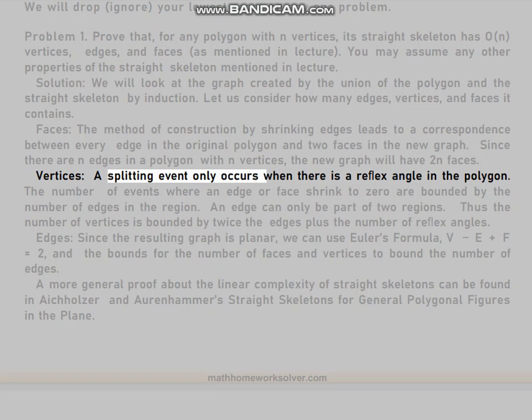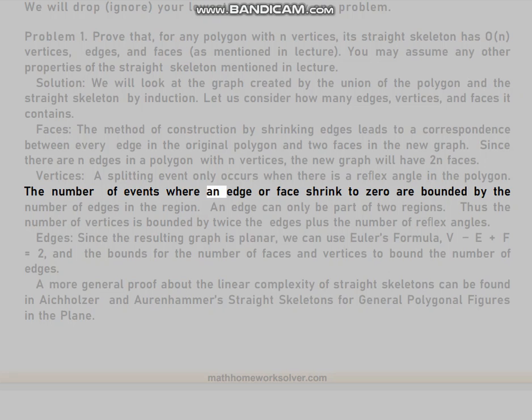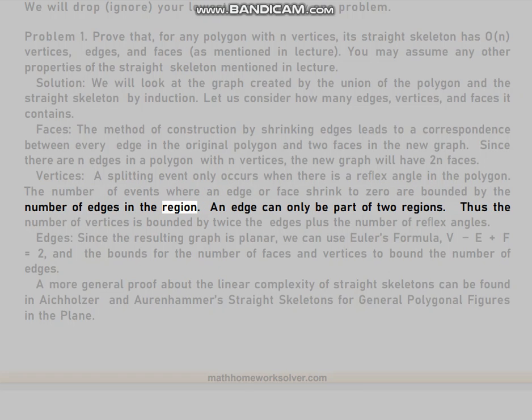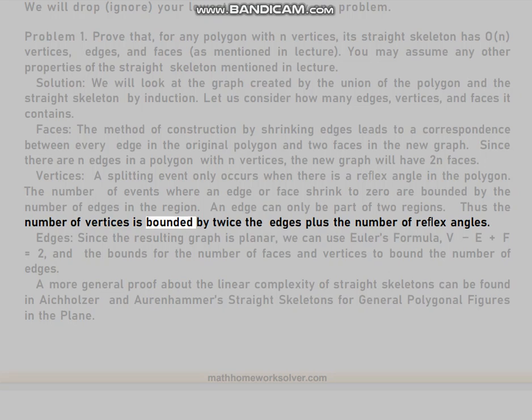Vertices. A splitting event only occurs when there is a reflex angle in the polygon. The number of events where an edge or face shrinks to 0 is bounded by the number of edges in the region. An edge can only be part of two regions. Thus the number of vertices is bounded by twice the edges plus the number of reflex angles.